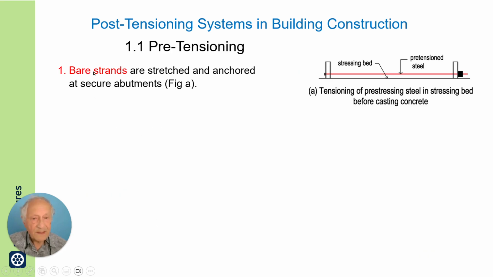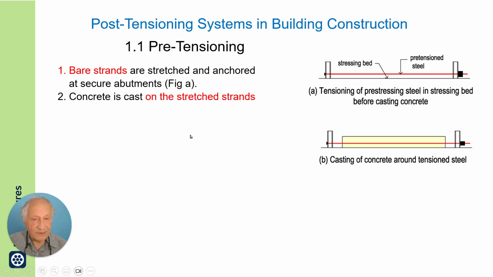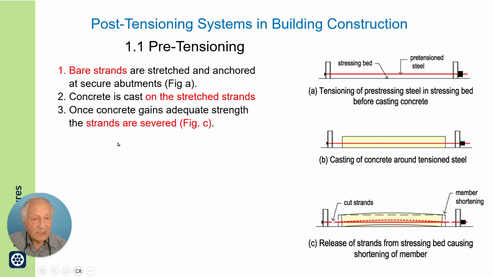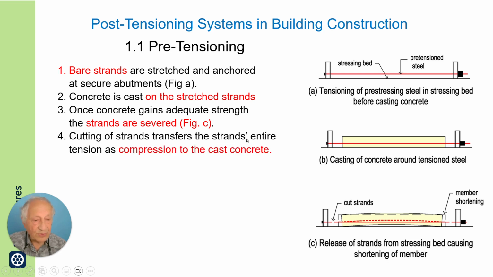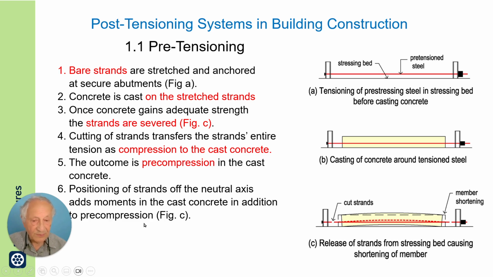Now, in pre-tensioning, the strands, as shown on the right, are pulled first and anchored against stiff, strong abutments. Concrete is cast while the strands remain pulled. After concrete sets, the strand is cut. What is very important is this item. Cutting of strands transfers the strand's entire tension to compression in the cast concrete. I repeat myself, the entire force of the strand, which was held by the abutment, now goes into the concrete. This results in pre-compression of the member from the strands.